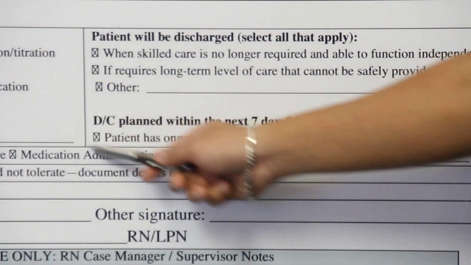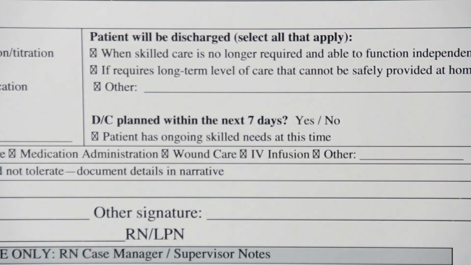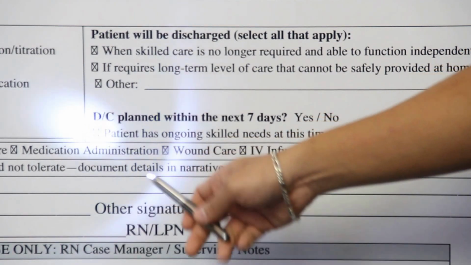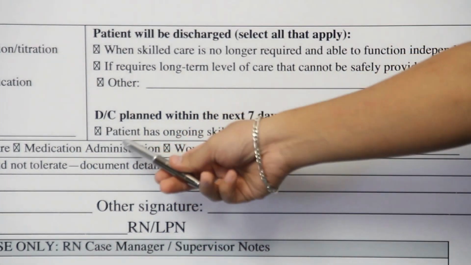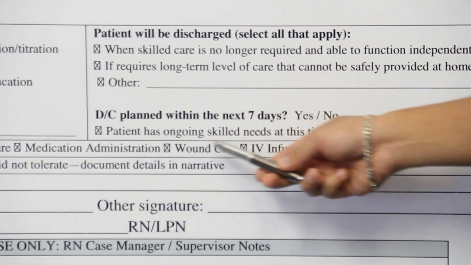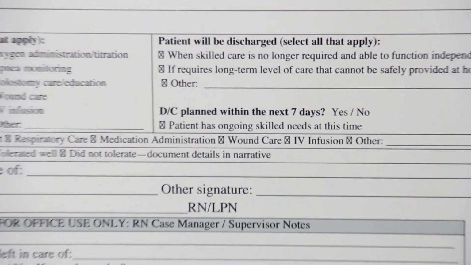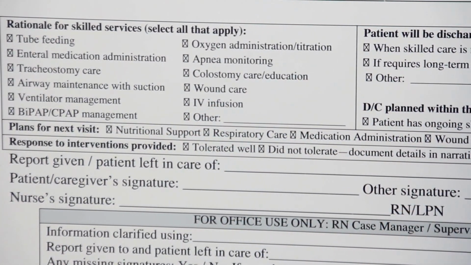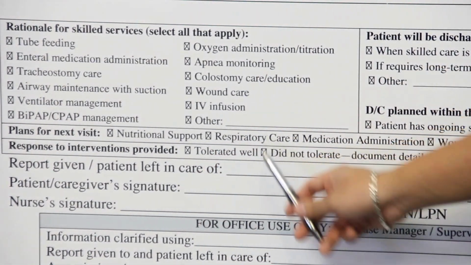One of the things also we need to check, discharge planned within the next 7 days, yes or no. And if the patient still needs care, we'll just mark this one, which is patient has ongoing skilled services needs at this time.